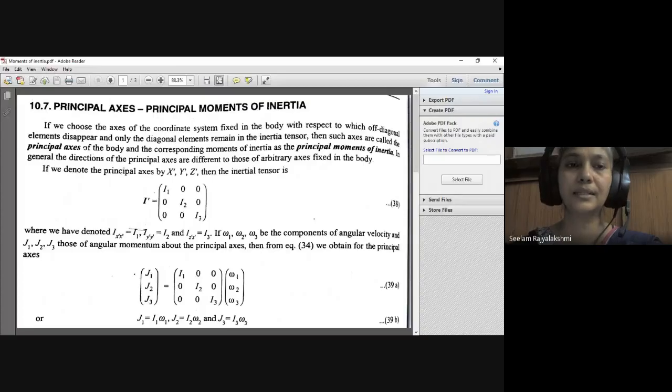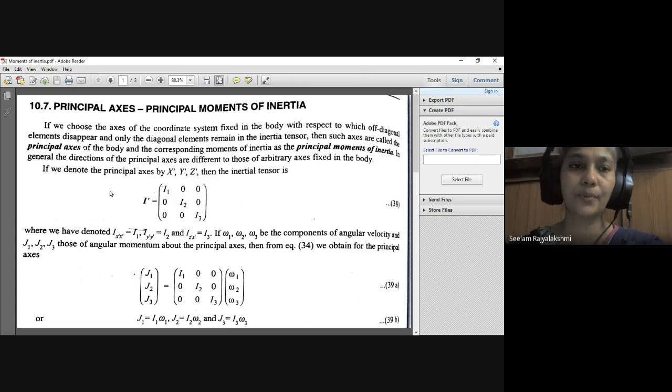Principal axis, principal moments of inertia. Now let us consider if you choose the axes of the coordinate system fixed in the body with respect to which the off-diagonal elements disappear and only the diagonal elements remain in the inertia tensor. Such axes are called the principal axes. Here all the other terms disappear and we have only I1, I2, I3. Such axes are called the principal axes of the body and the corresponding moments of inertia are the principal moments of inertia.